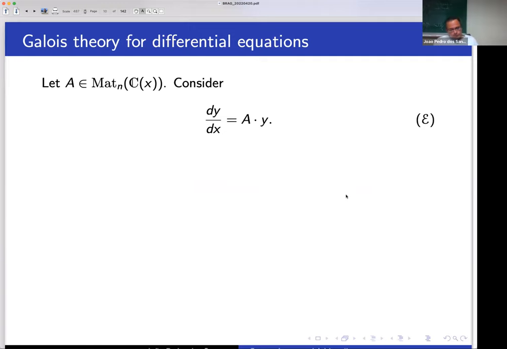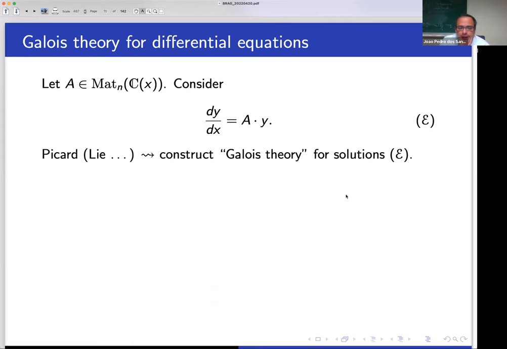So now let me move on to the theory which interests me a little bit more, and it's differential Galois theory. Okay, so differential Galois theory has its beginnings in trying to transpose Galois theory to the theory of differential equations. So once you have a linear differential equation like that, for simplicity, I take coefficients in C(x). And so these guys, Picard and of course Lie, wanted to construct a Galois theory for the solutions of this equation. Okay, so it means: how do you understand the permutation of solutions?